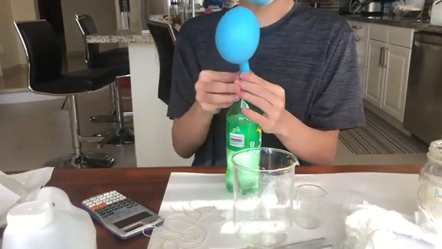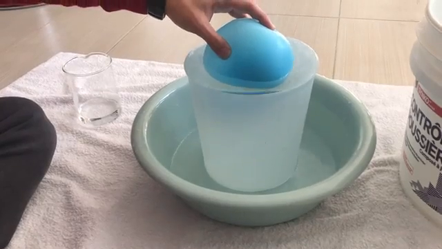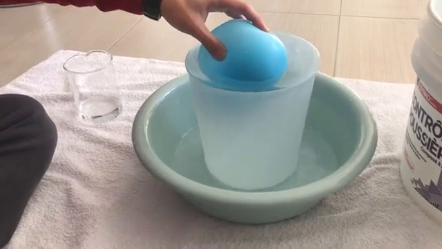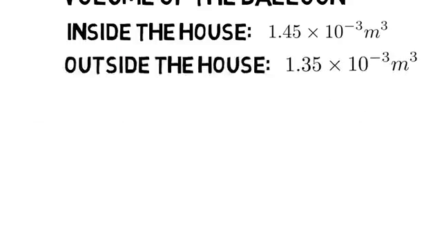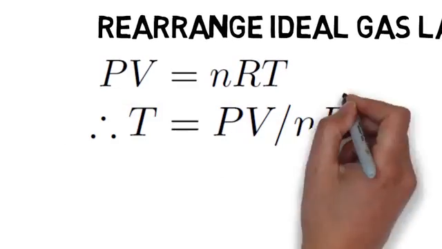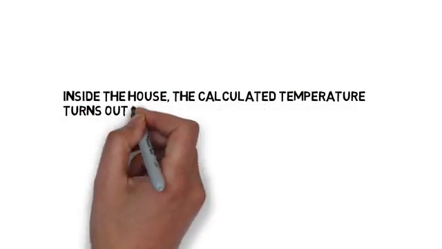After leaving the balloon in the environment for around 10 minutes, we measure its volume by submerging it into a tank completely filled with water and measuring the water displaced, which is equivalent to the volume of the balloon. Now that we know all the variables, all we need to do is rearrange the ideal gas law to find temperature. With temperatures at 2 different locations, we can calculate their speed of sound.